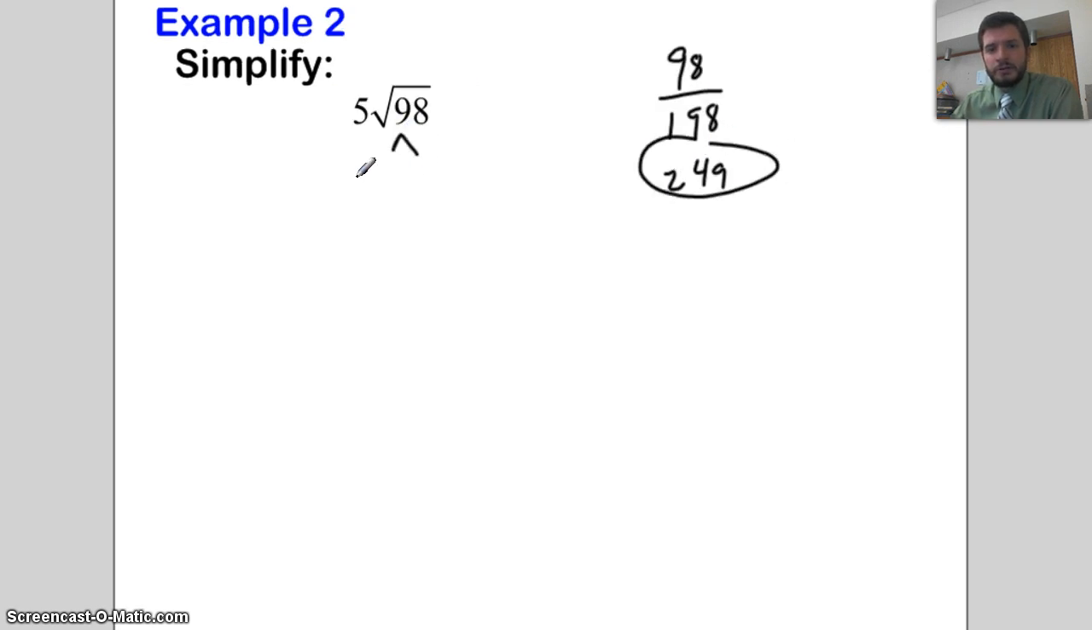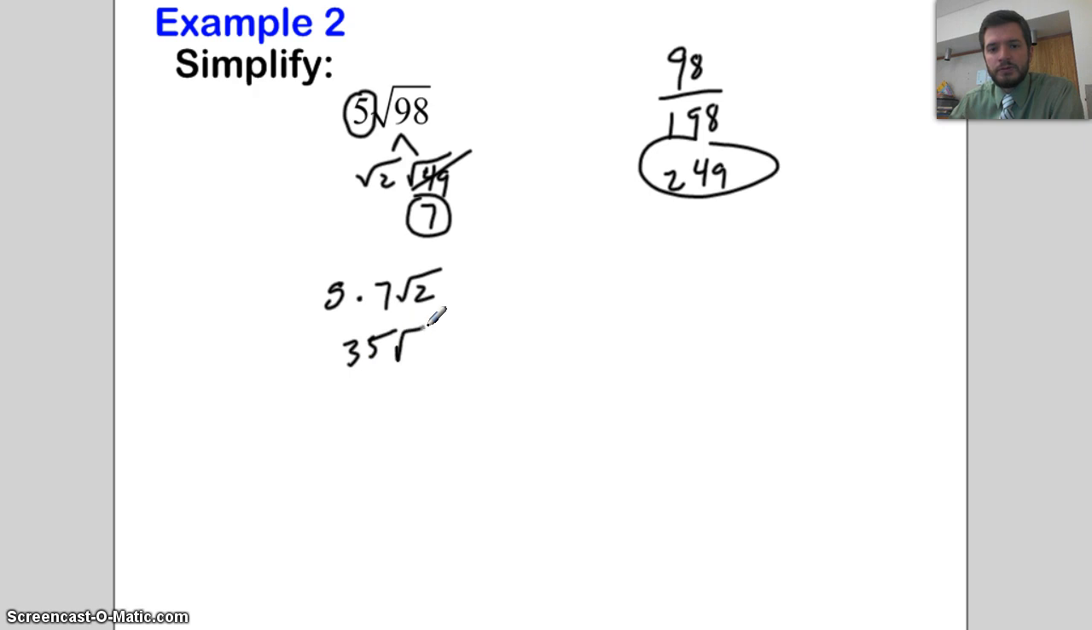This will break down into the square root of 2 and the square root of 49, which is 7. Now I have to make sure to multiply these together, 7 and 5, because they're both outside numbers. Let me rewrite it for you. It'll look like 5 times 7 square root of 2, so multiplying those it'll be 35 square root of 2. Perfect. All right, let's keep going.